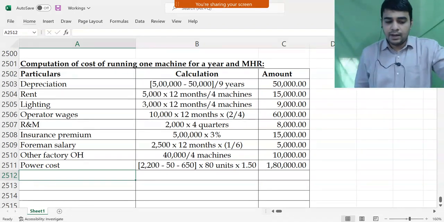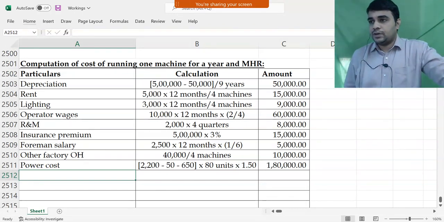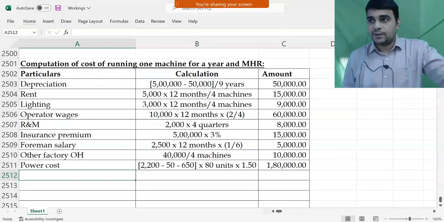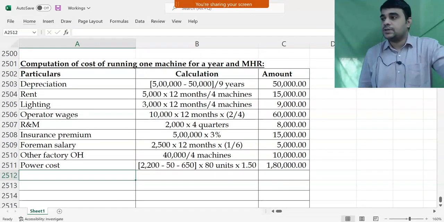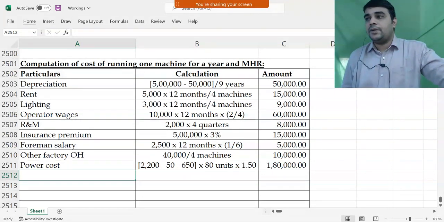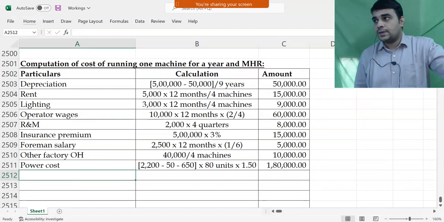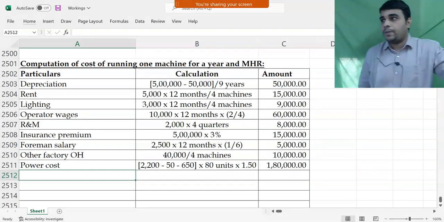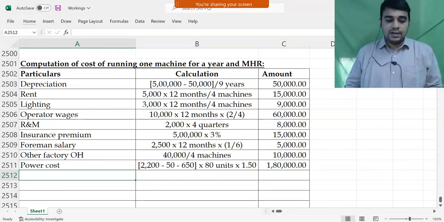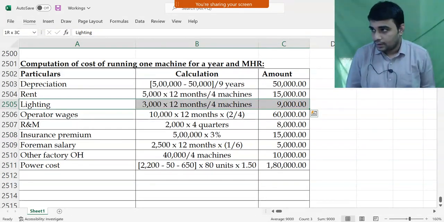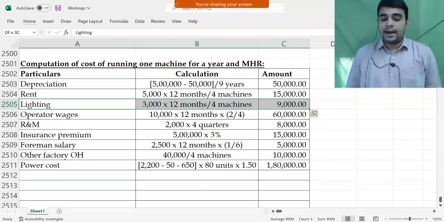Depreciation, simple. Rent, they have used the word factory rent. Ideally, I should apportion this on the basis of area in square feet. We did a problem where it was mentioned it occupies 1 by 10 of the area or 1 by 5 of the area. They have not mentioned anything. I have divided by 4 machines with the logic that every machine will occupy the same space. Same with lighting. Every machine will have the same lighting expenditure.